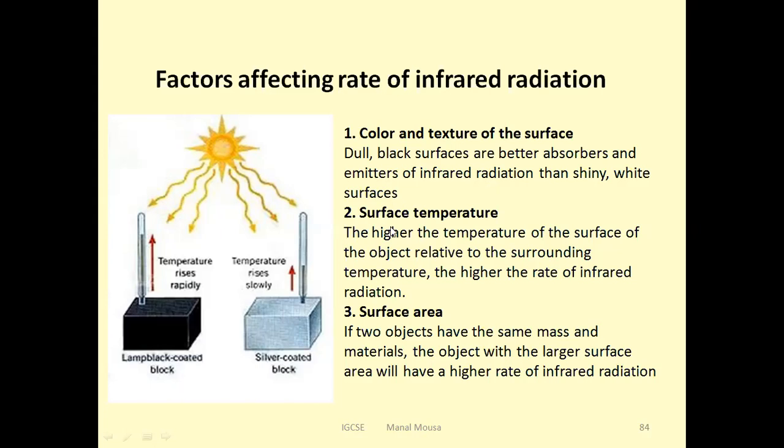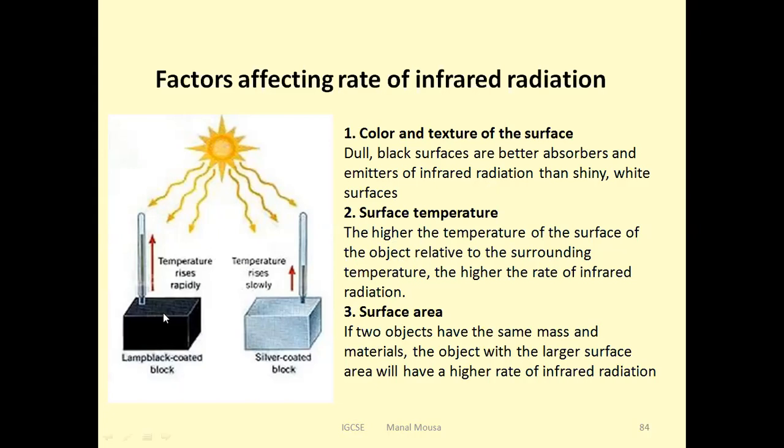Second factor, surface temperature. The higher the temperature of the surface of the object relative to the surrounding temperature, the higher the rate of infrared radiation. Third factor, surface area. If two objects have the same mass and the same material, the object that has more surface area will for sure have a higher rate of radiation.